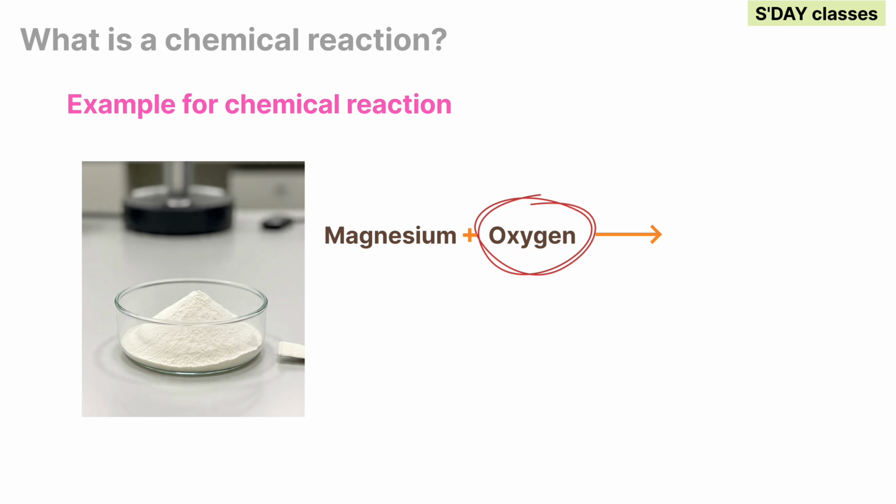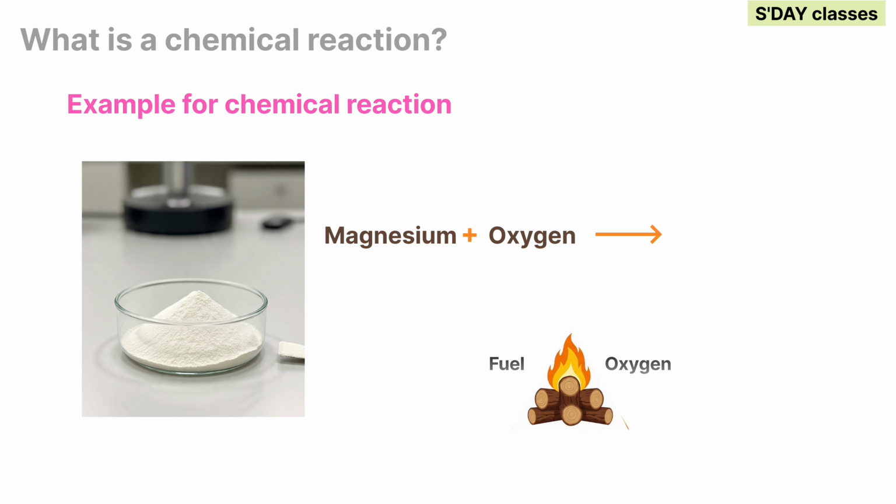Wait, where was the oxygen in this experiment? To understand this, we should know the ingredients of combustion or fire. Combustion, or fire, needs 3 ingredients: fuel, oxygen, and heat. Oxygen is involved in the process while we burn the ribbon.